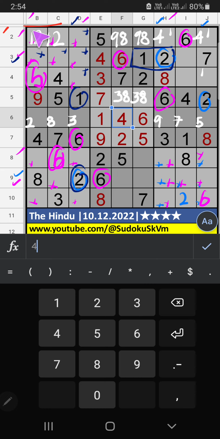Second row, we have 1. So 1 can't come in these cells. Then 1 is confirmed here. Then fourth row, 2 numbers are remaining, 5 and 9. It will come in another 2 cells. We will confirm later.